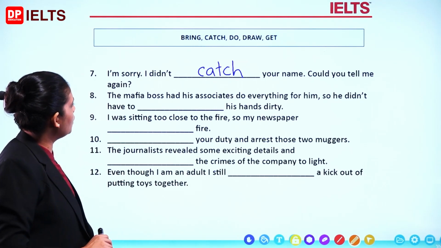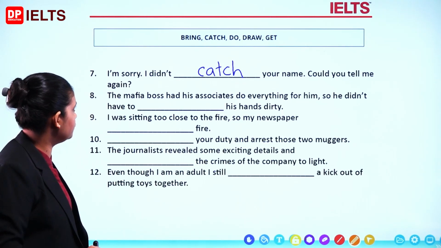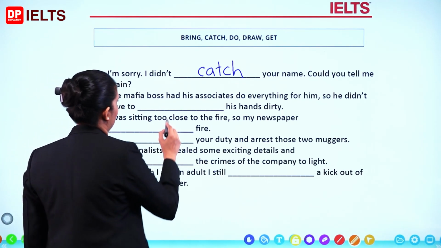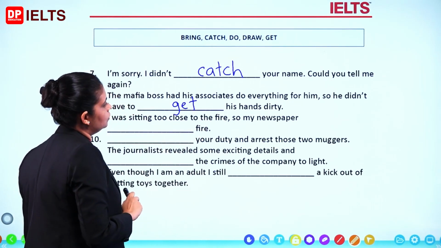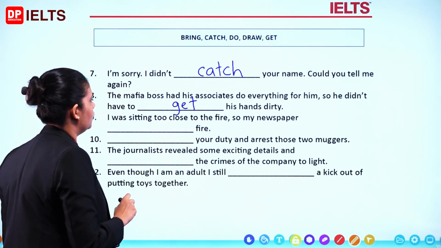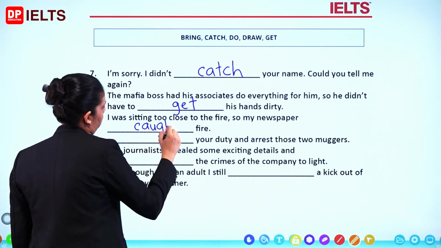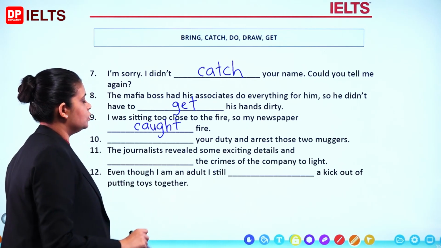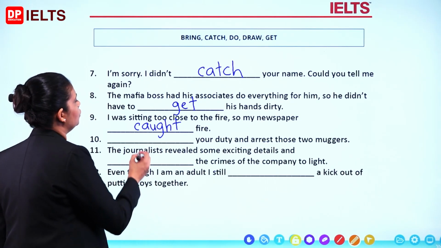The mafia boss had his associates do everything for him, so he didn't have to get his hands dirty. I was sitting too close to the fire, so my newspaper caught fire. Do your duty and arrest those muggers.